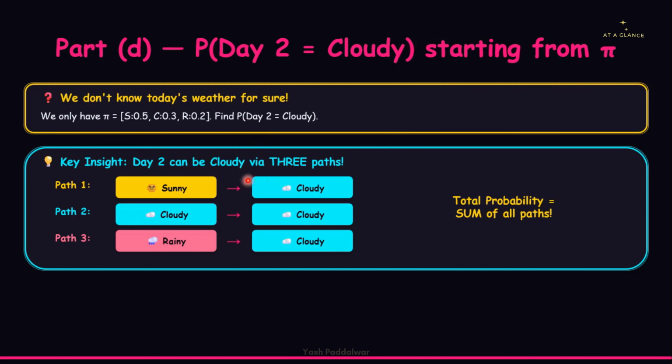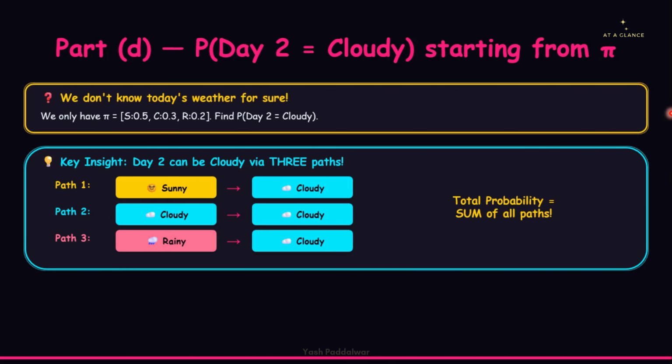Day 2 can be cloudy via three paths. There are three possible paths through which day 2 could be cloudy. Either the initial day would be sunny, or the initial day would be cloudy, or it could be rainy. It could be anything. So the transition would be from sunny to cloudy, or cloudy to cloudy, or rainy to cloudy. The total probability would be the sum of all the paths.